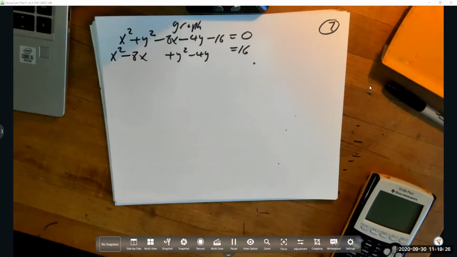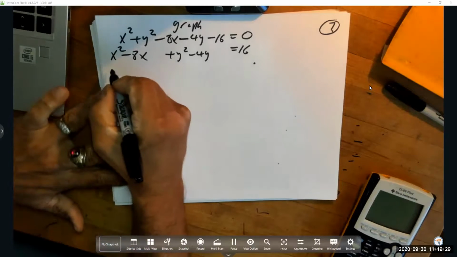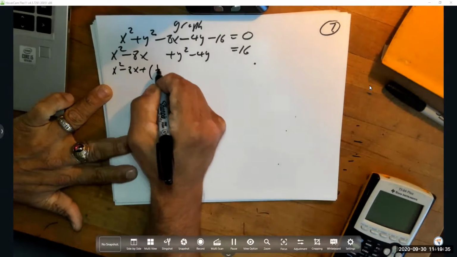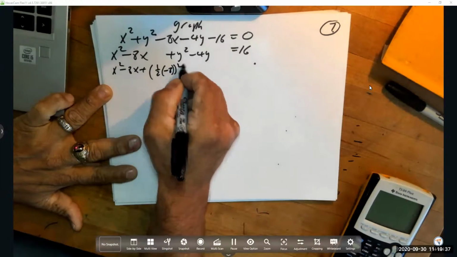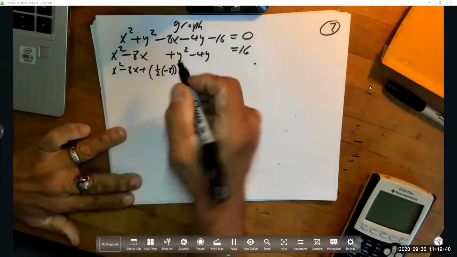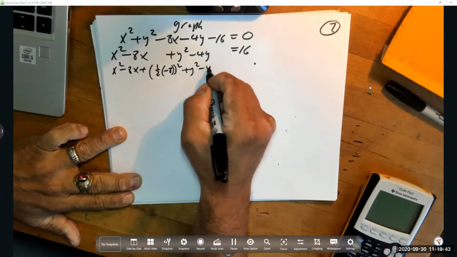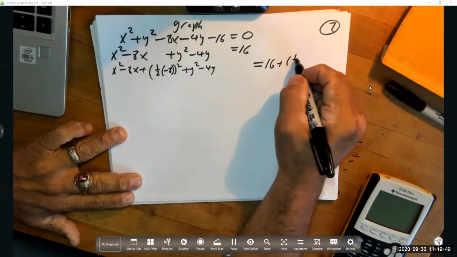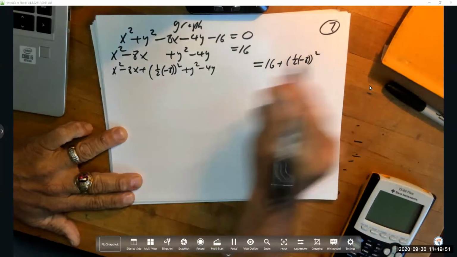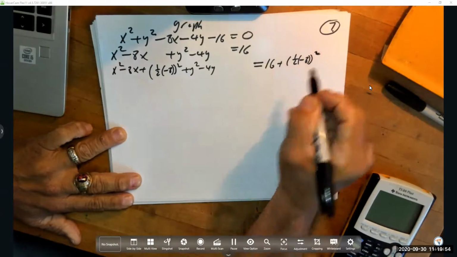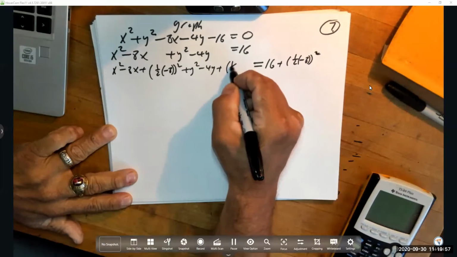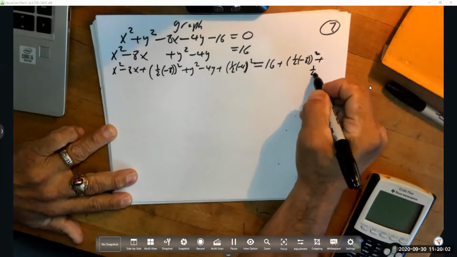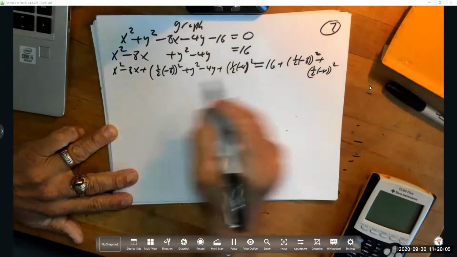Did you get half the number? I'm going to write this down. x squared minus 8x plus 1/2 of minus 8 squared. Everybody get that far? Yeah. Plus y squared minus 4y, and you have 1/2 of minus 8 squared. And then for the y, I'm going to get 1/2 of minus 4 squared plus 1/2 of minus 4 squared.